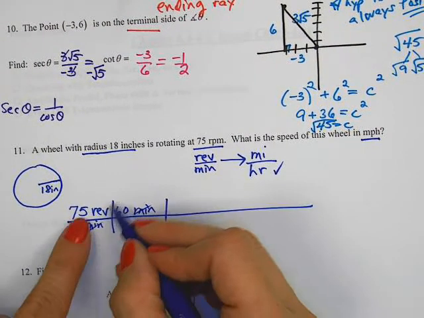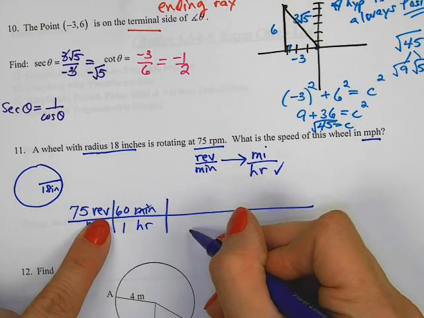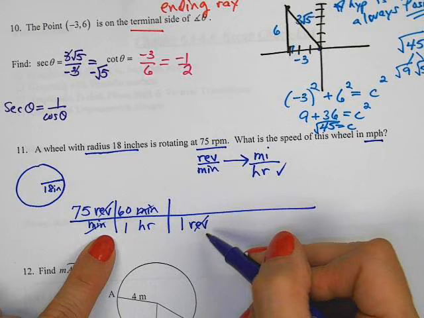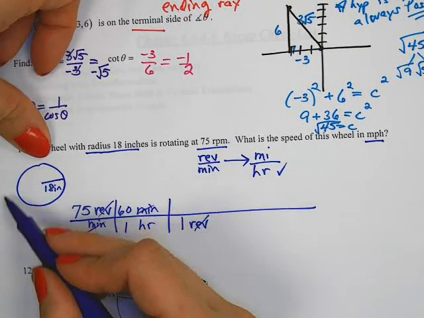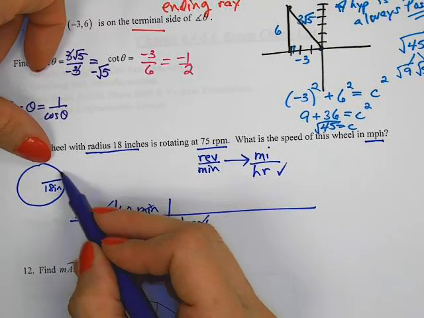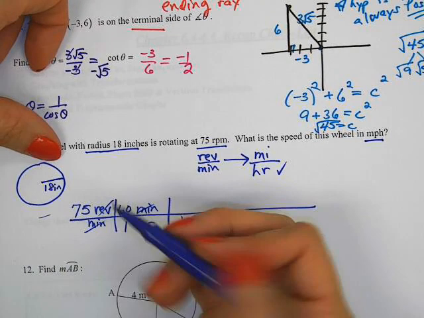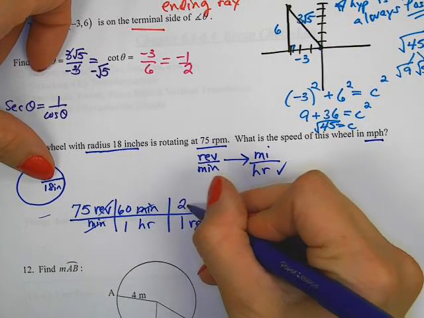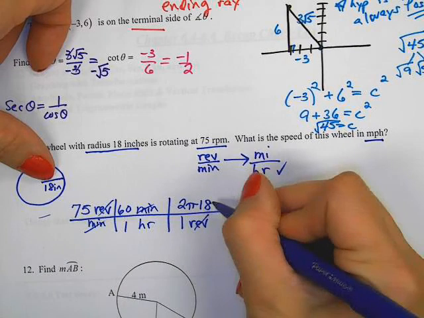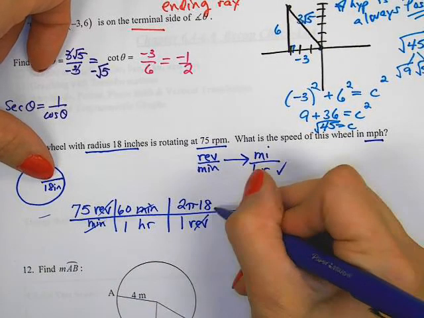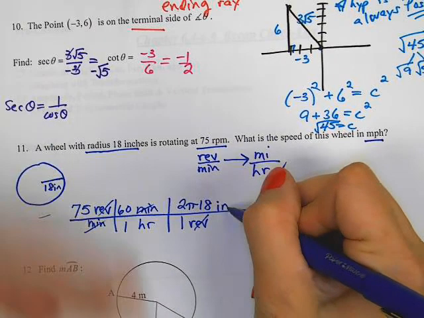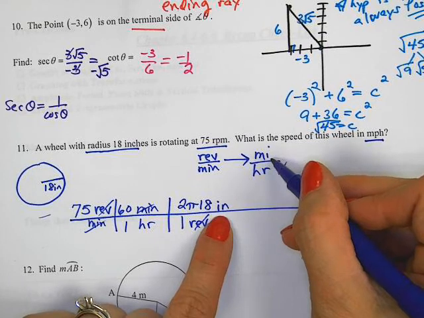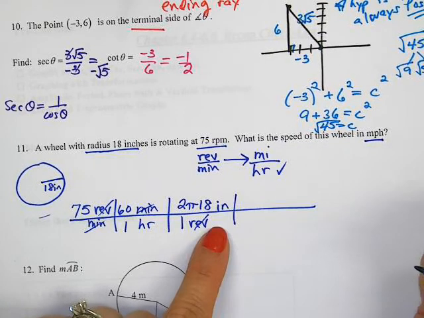Okay, I know that revolutions have to go away, so they're going to have to go on the bottom. 1 revolution. A revolution means 1 time around a circle. Okay, look, around a circle is a fancy way of saying circumference. The circumference of this circle is 2 pi r, and you have to put units in your unit conversion. Inches. Excellent. Except I didn't want inches, I wanted miles. All right, so inches, you have to go away.